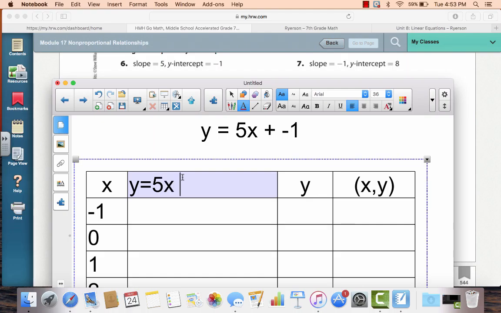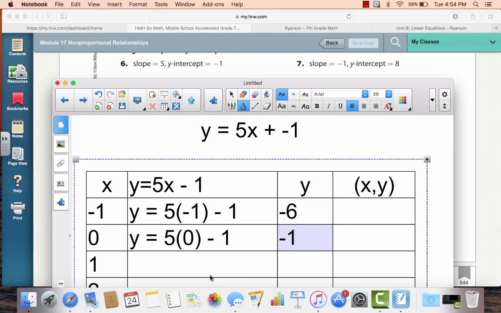So 5x, I see plus a -1, I'm going to combine that and make it y equals 5x minus 1. So simply what happens, I take y equals 5, replacing x with its current value of -1, and I'm solving. So 5 times -1 is -5, minus 1 would be -6. My next entry, x now has a value of 0, so 5 times 0 minus 1. Well, 5 times 0 is 0, minus 1 is negative 1.